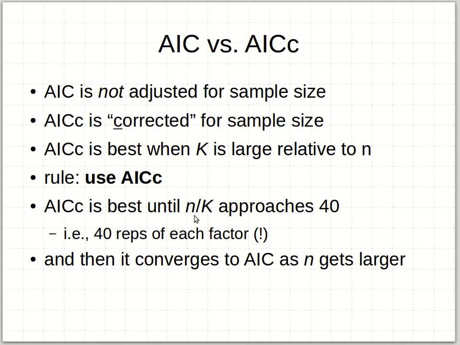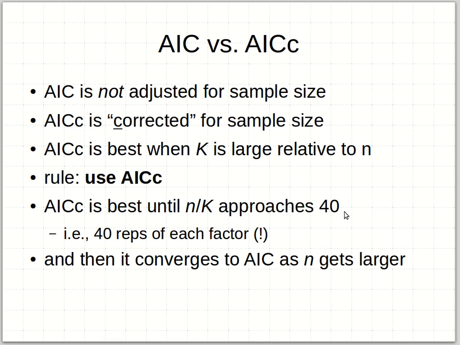I'm going to say always because it's best up until you get an n relative to k approaching 40. So that means for every parameter in your model, you have to have 40 replicates, sample size of n, right? So I would need 40 sample units, experimental units, for every parameter before AICc starts to be only comparable to AIC. So in other words, once you get to this 40 or so of n relative to every k, it converges to AIC anyway, which means that for the times when you have less than 40 replicates for every factor in your model, and that's a lot of data, then you're going to use AICc.